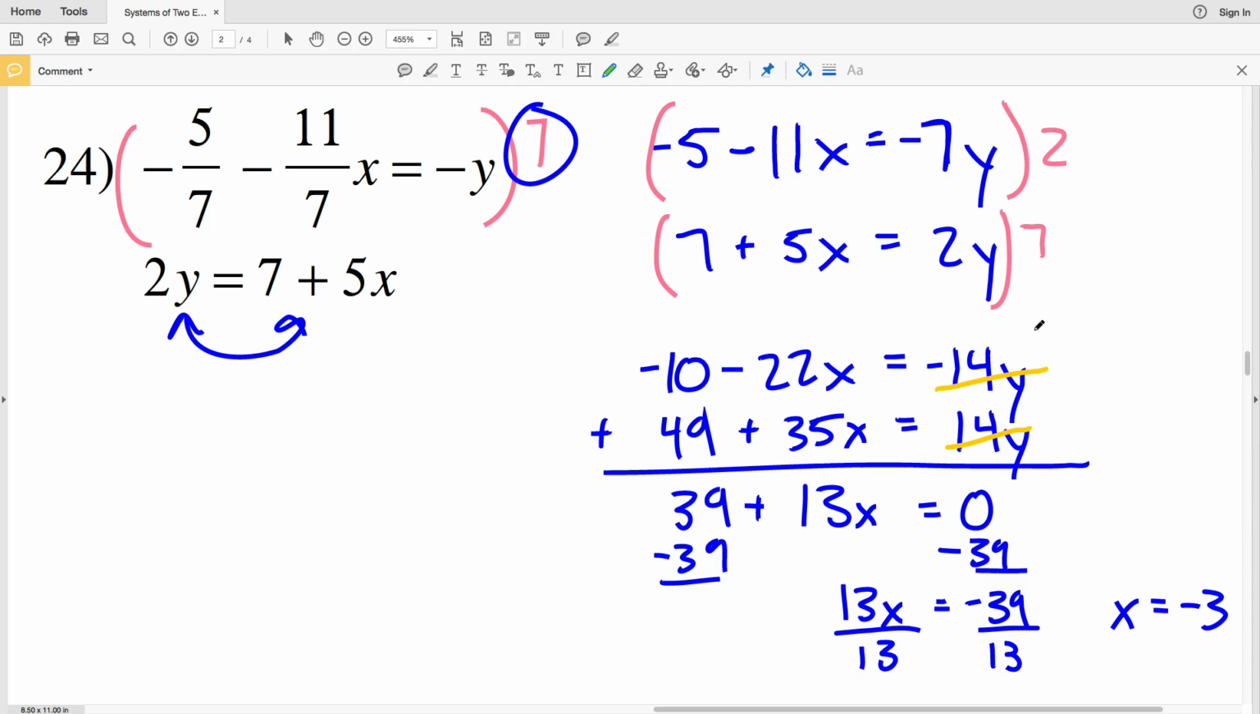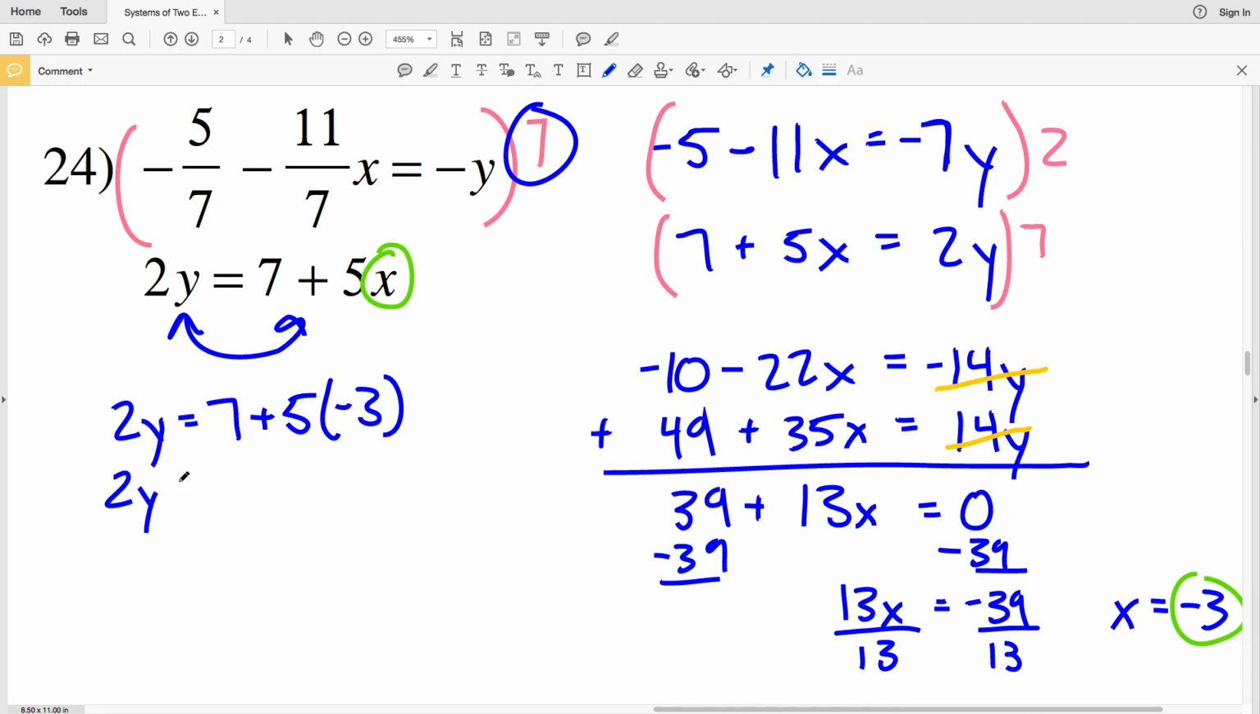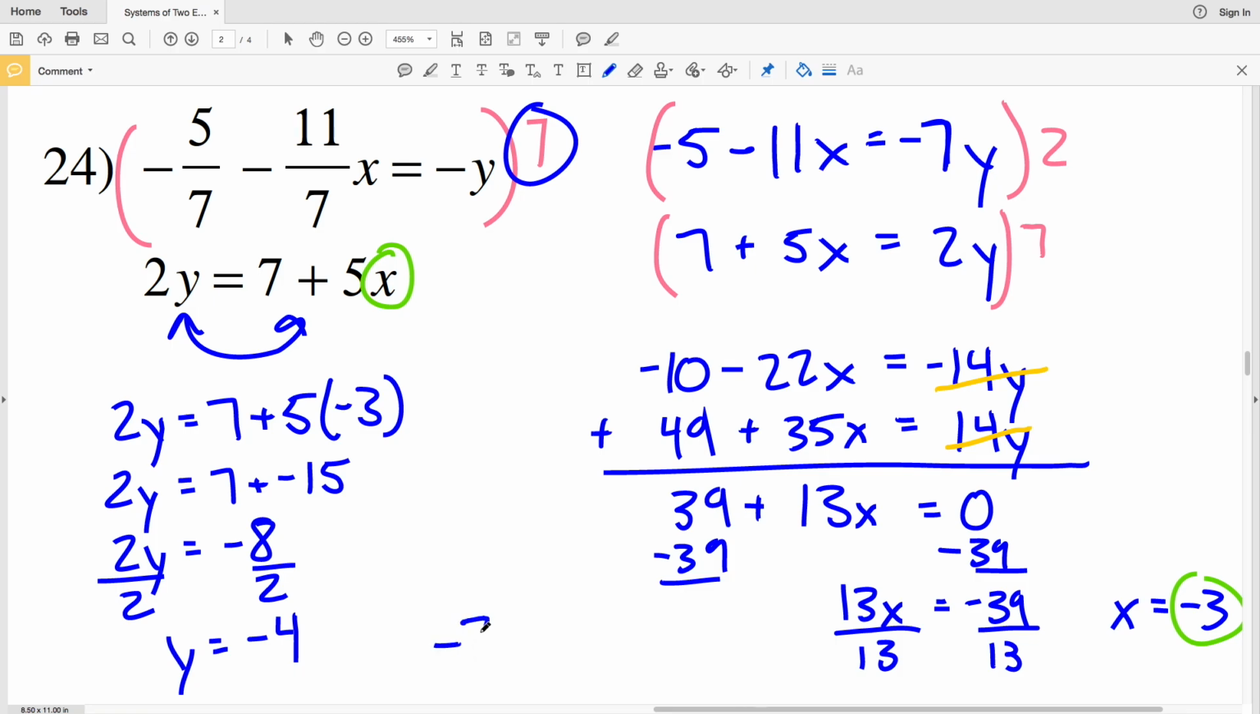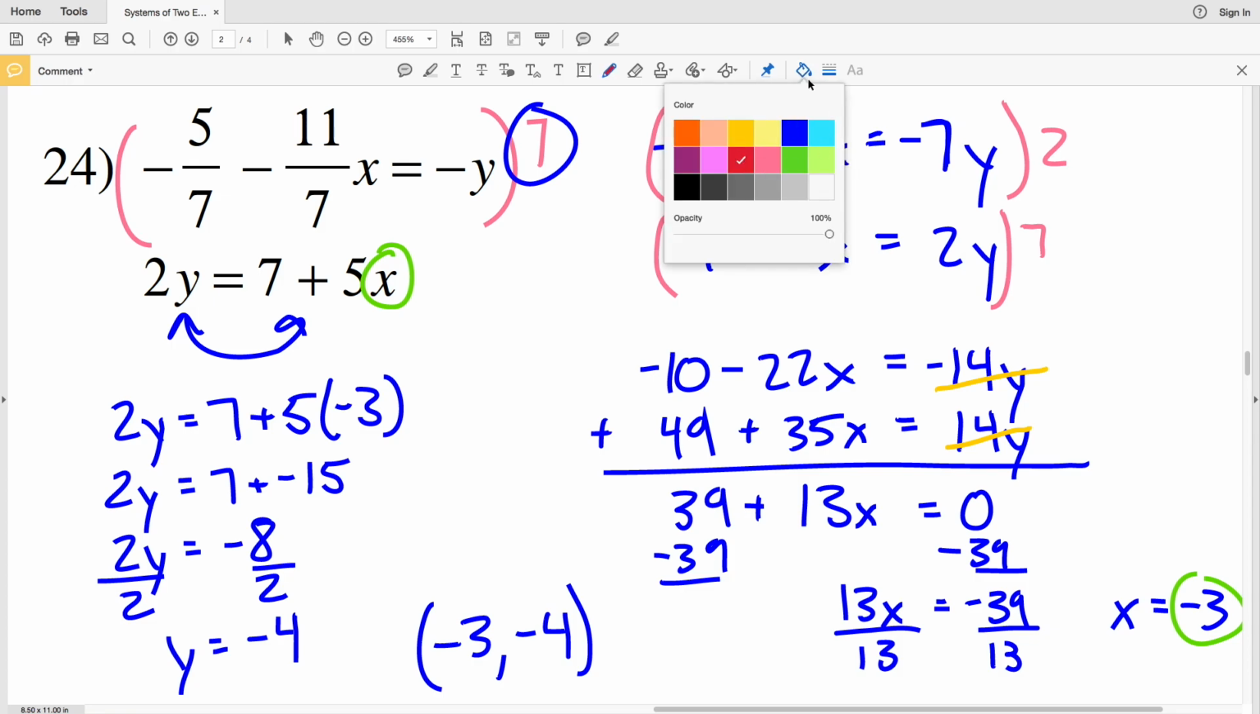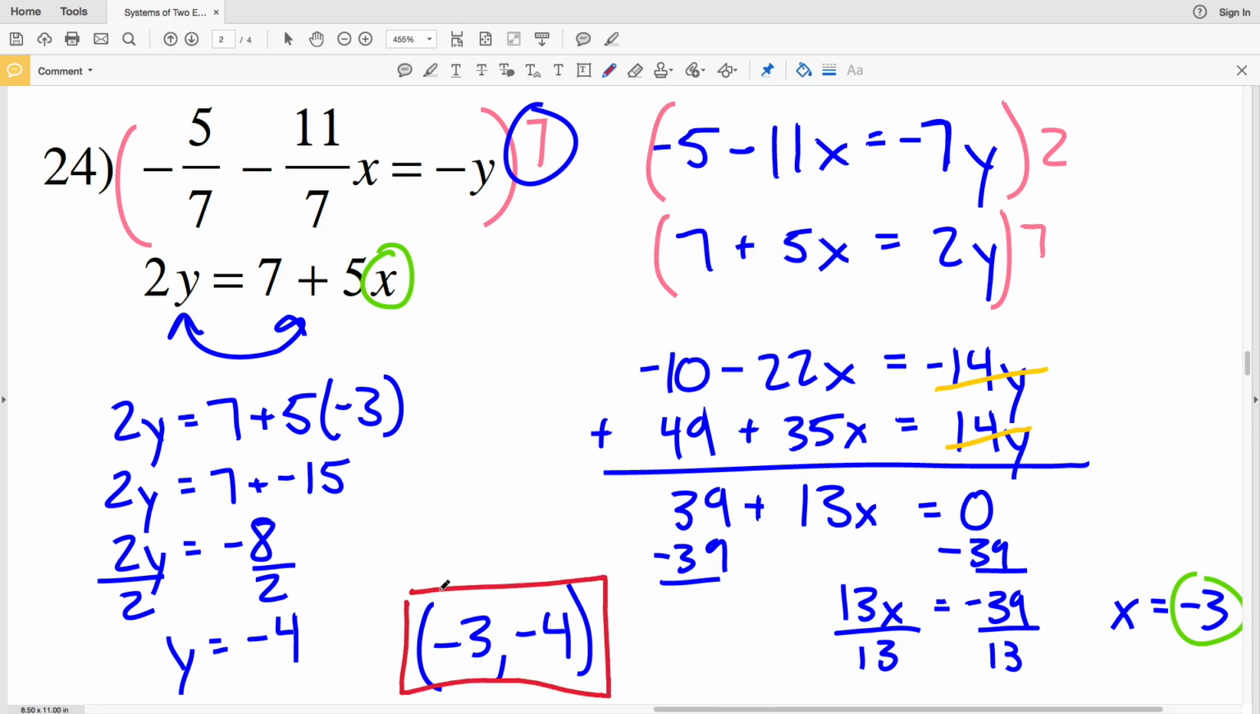So I'll take that value of x and plug it in to my bottom equation. So I will have 2y equal to 7 plus 5 times negative 3, which is 2y equal to 7 plus negative 15. So 2y will equal 7 plus negative 15, which is a negative 8. And when I divide by 2, I'll get that y equals negative 4. So x is negative 3 and y is negative 4. So negative 3, negative 4 is my solution in number 24.